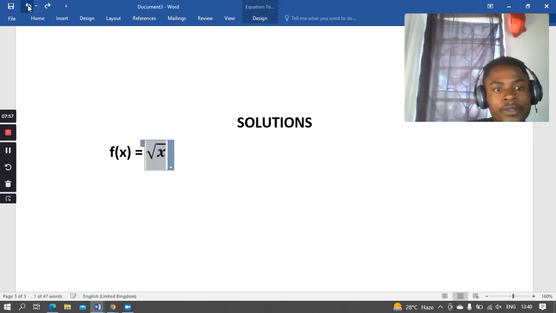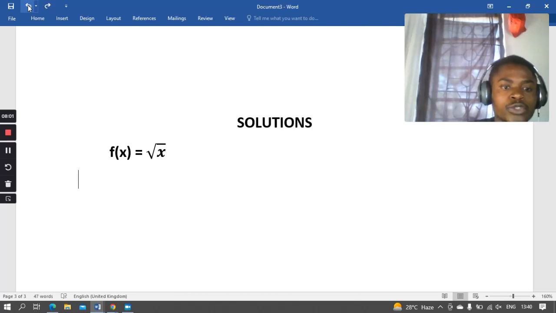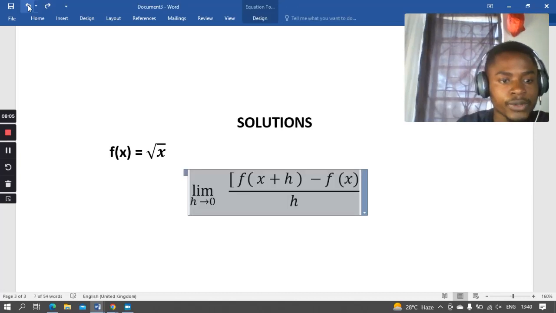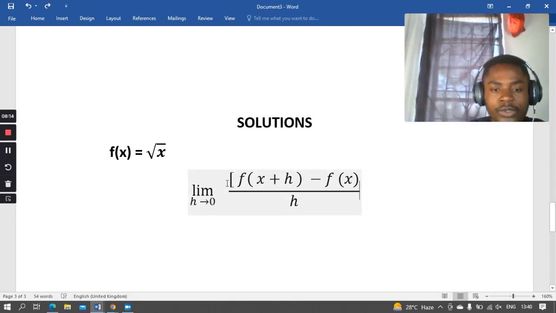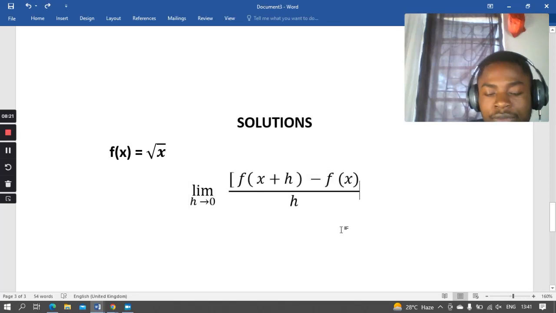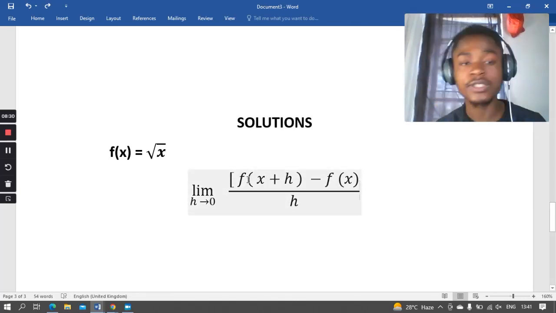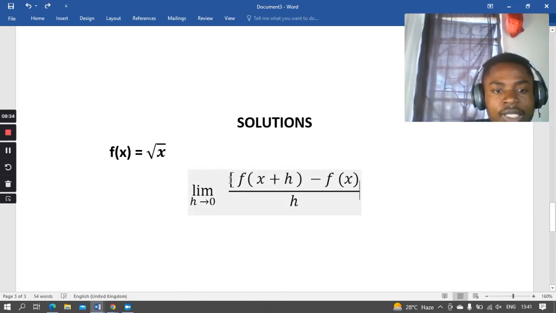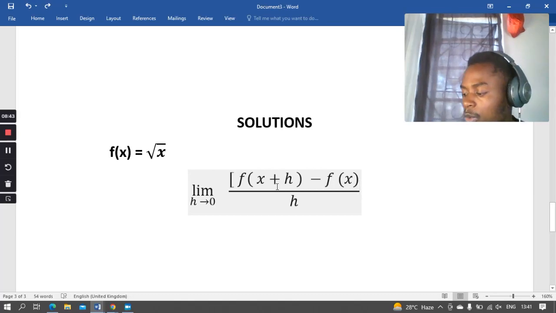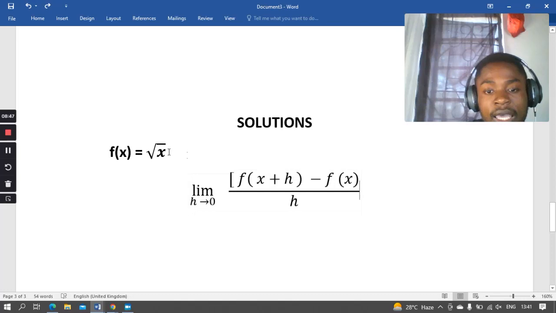The first thing, I'm going to write the question f of x is equal to square root x. The next thing you need to know is the formula, which is the limit as h approaches 0 of f of x plus h minus f of x over h. This is the formula that we need to know whenever you are using the first principle. You know f of x is square root x, so where there is x, we are going to replace it with x plus h for the first expression. And then on this one, we just replace the same f of x. So no need of worrying about that.